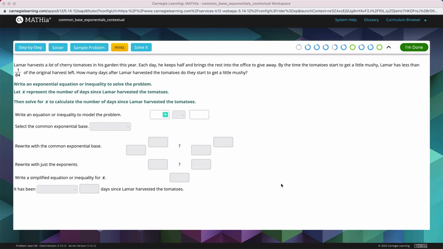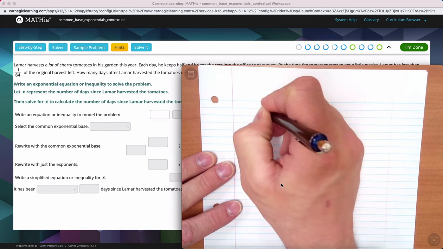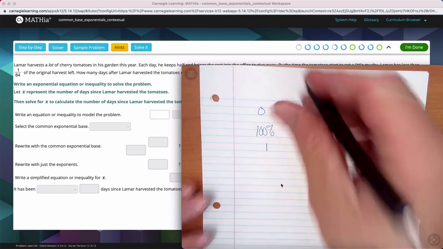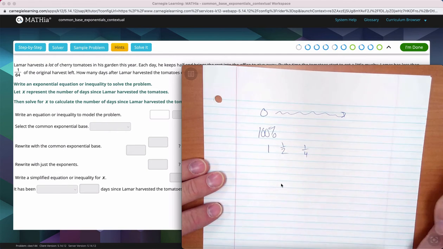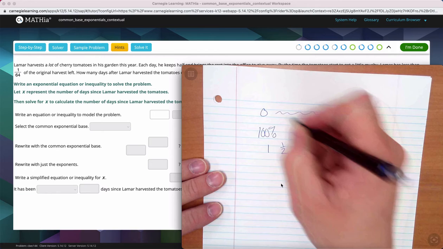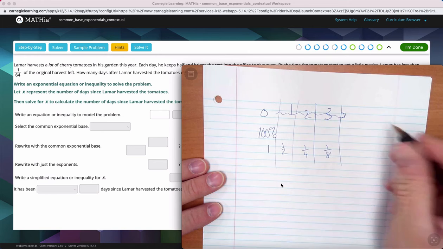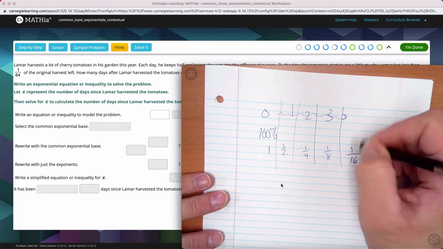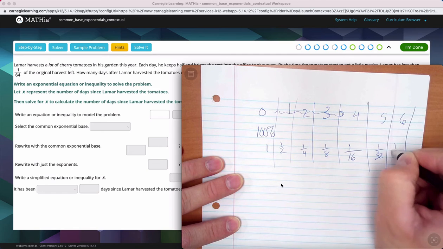He keeps half and brings the rest to the office. And therefore, from the time the tomatoes are picked fresh, the moment where he first picks them, he's got 100% or all of his tomatoes. And then over time, he has half of that, and then half of that, and then half of that. So these are day zero, day one, day two, day three, day four, right? Half of 1/8 is 1/16. Okay, that's day four, then day five, and then day six.